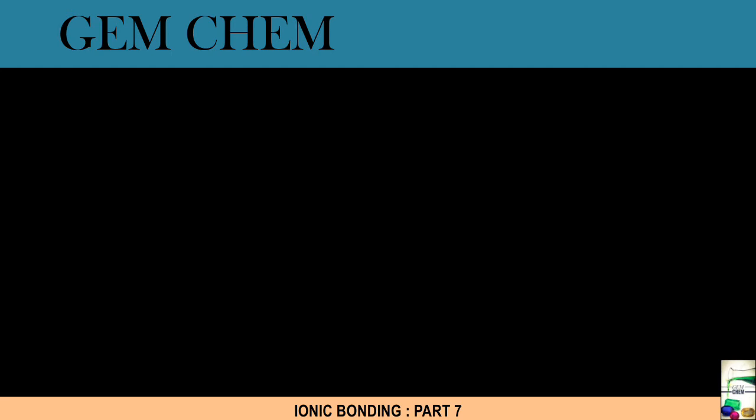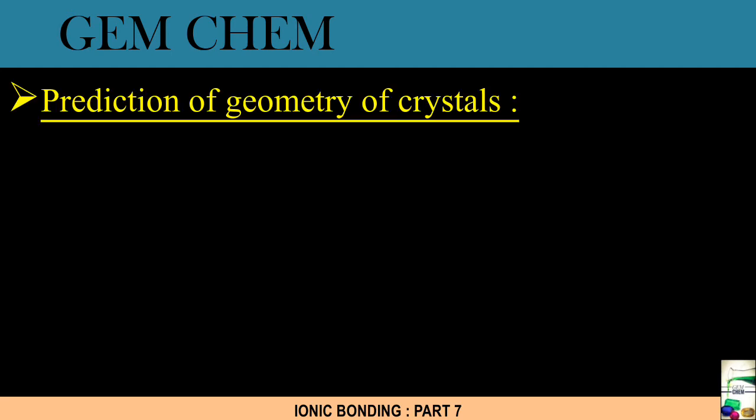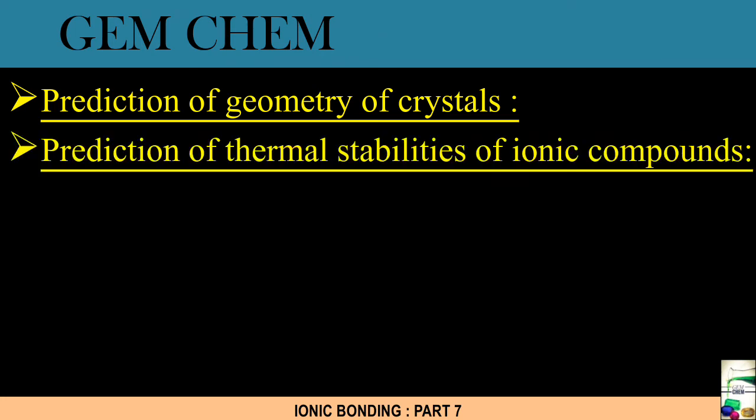Now we will see the applications of the radius ratio rule in the form of points. The first application is prediction of geometry of crystals. This part we will not deal with in this particular video, as we have not yet covered the ionic crystal types, which we will see in the next video, and this application will also be covered in the next video. But now we will deal with the second application in detail, that is prediction of thermal stabilities of ionic compounds, and this is very important.